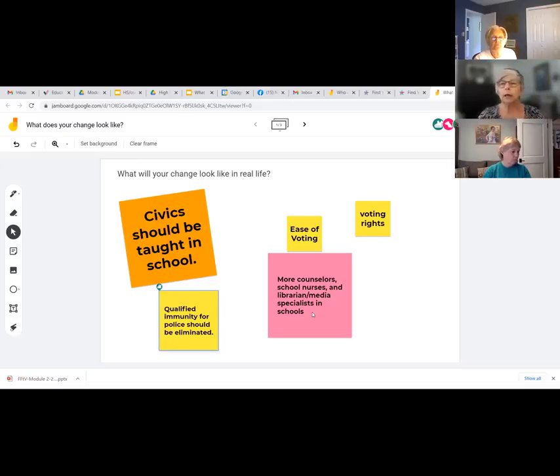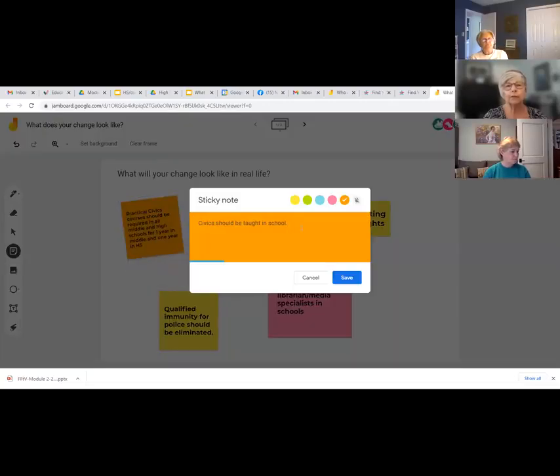Okay, so if we look at those, I'm going to use mine as an example, and then I'm going to ask you to think about yours. Civics should be taught in schools is really broad. And in order to be able to really see what I want to see, I'm going to try to narrow that down a little bit. And it's easy for me now because the law just did change in New Jersey, so I can be more specific.